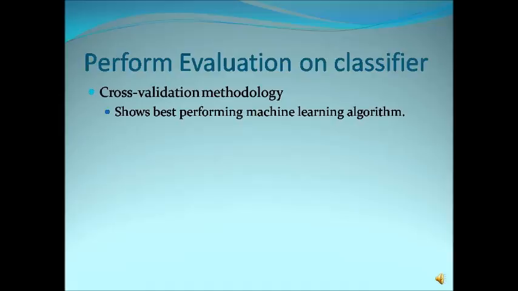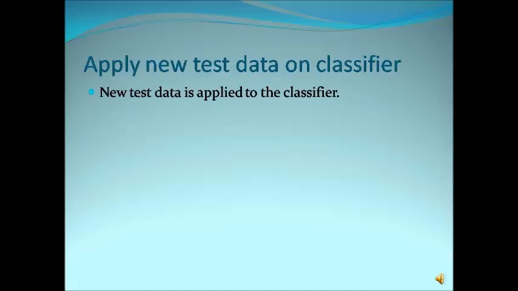So in the cross-validation methodology, we divide it into 10 pieces. We take 9 of the pieces and use them for training, which represents the 90% for training. And then we use the last piece for testing. That represents the 10% for testing. Now we do this process 10 times, using a different segment for testing each time. The next step would be to apply new test data on the classifier. So in this step, new untested test data is applied to the classifier that we created.